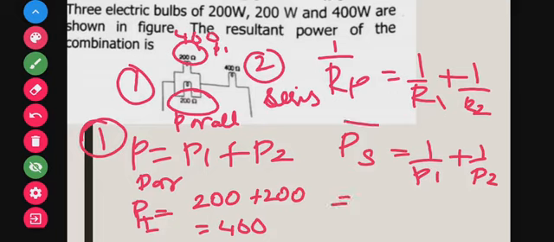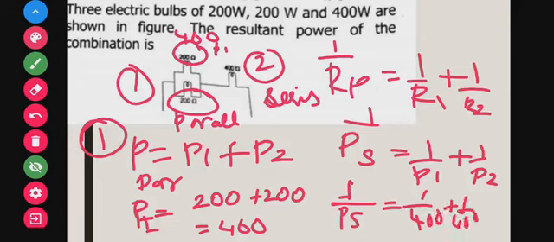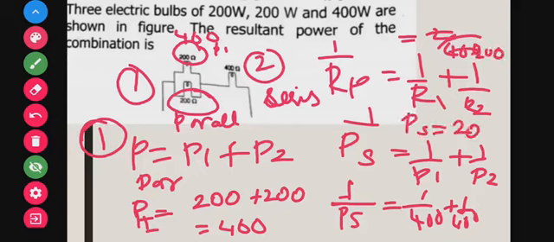So it is 1 by PS equal to 1 by 400 plus 1 by 400, which is equal to 2 by 400. So 2 by 400 is 1 by 200. We can find the value of power by taking the reciprocal, that is 200 watt. Okay, so 200 watt is the correct answer.